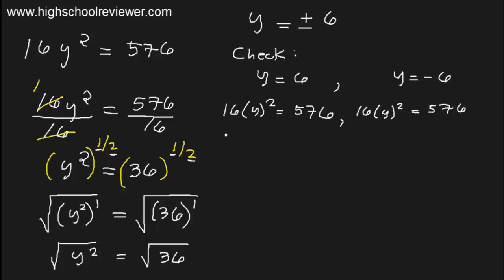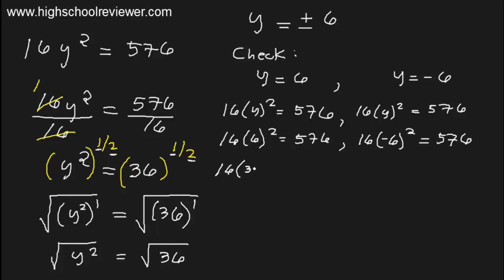576. So our y here is positive 6 raised to the power of 2 equals 576. And we will have here 16. Our y is negative 6 raised to the power of 2. This will be equal to 576. So we have 16 multiplied by 36 equals 576. And we have 16 times negative 6 raised to 2, that is also positive 36, equals 576.